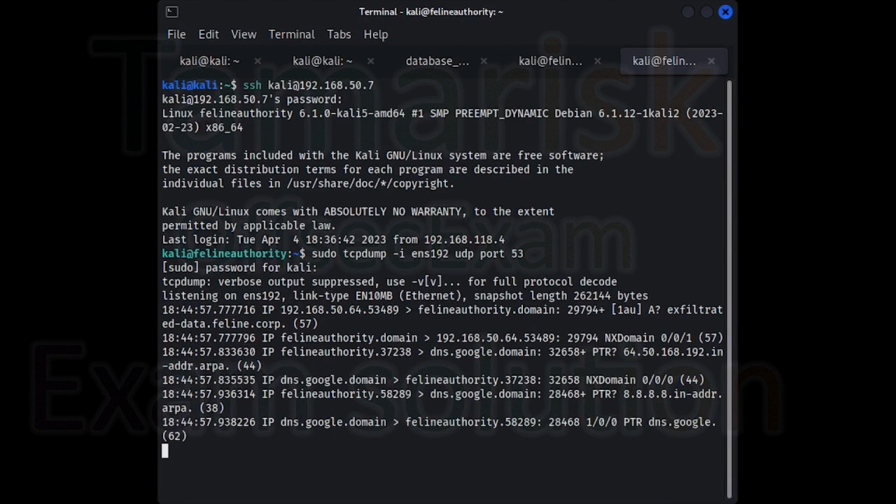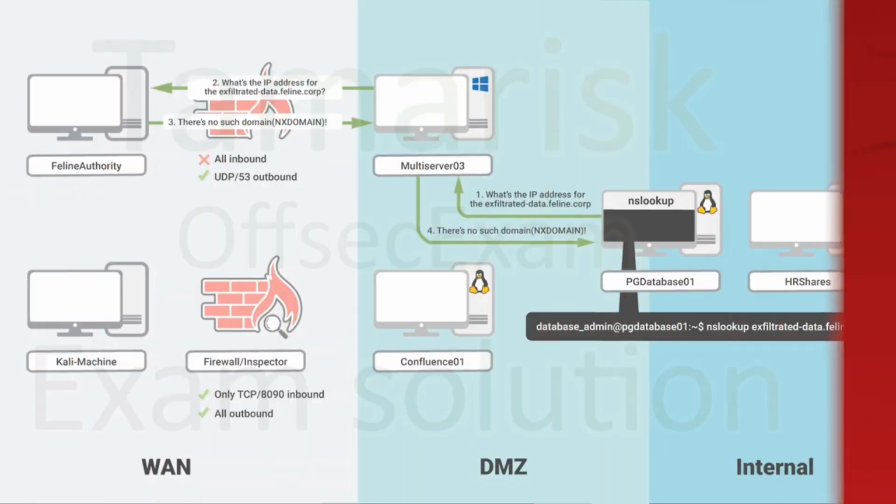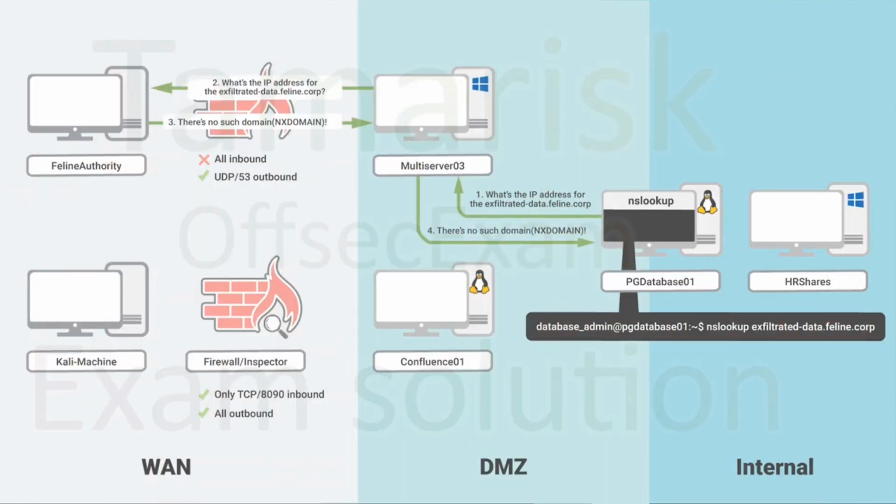We can see this flow in the following diagram. The steps where multi-server 3 sent queries to the root name servers and TLD name server have been omitted here for simplicity. But in a normal network situation, these steps would precede the request made to Feline Authority.